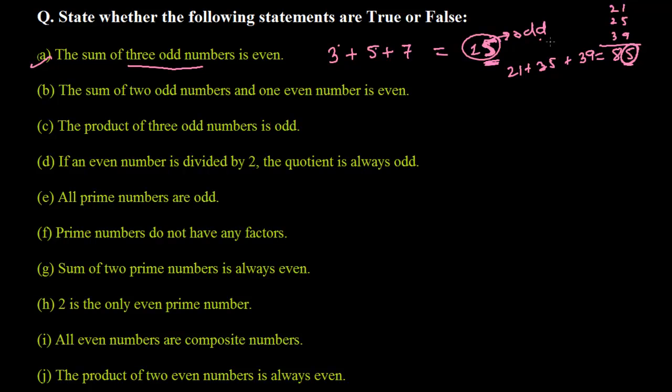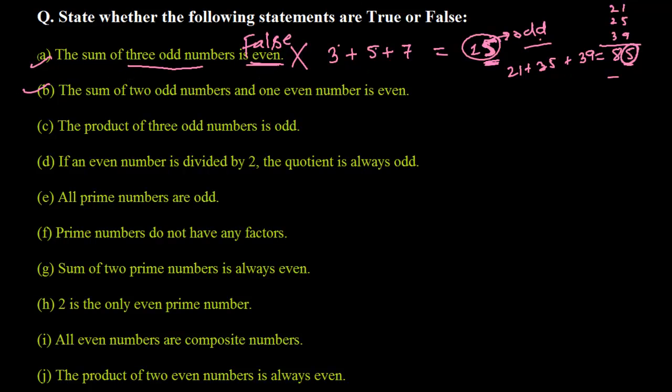You can take similar more examples, but you need to do all this quickly. So just take a simple example and see whether that's going to be true or not. They're saying that it will be an even number, but both times we got odd numbers. It means that's wrong. That's false. This is a false statement. So the sum of three odd numbers is actually an odd number, not even.